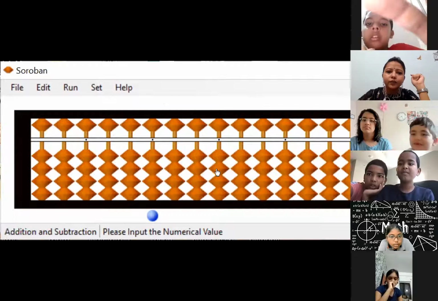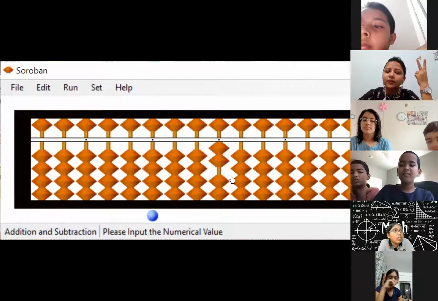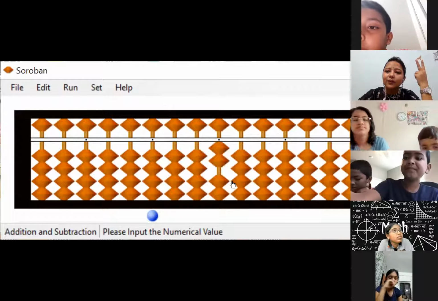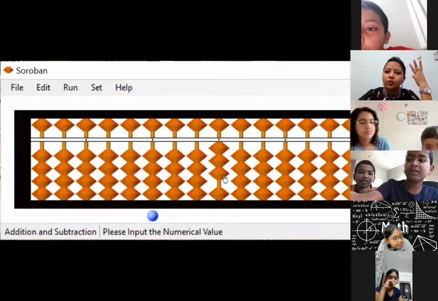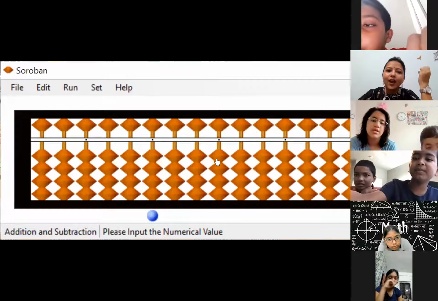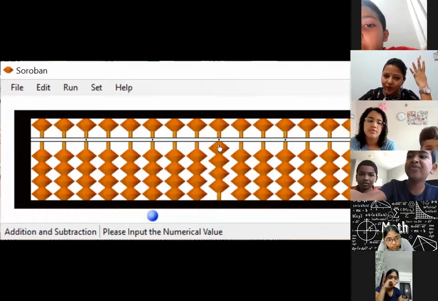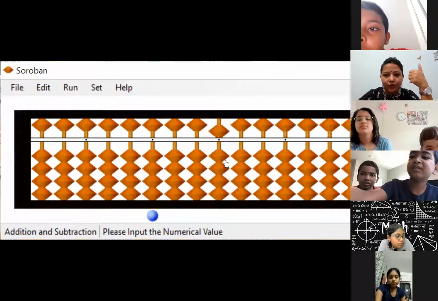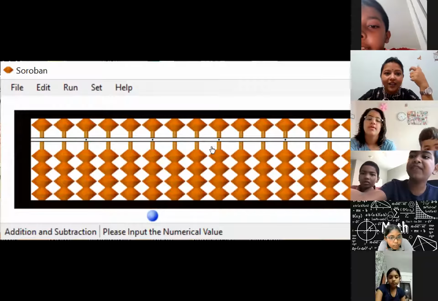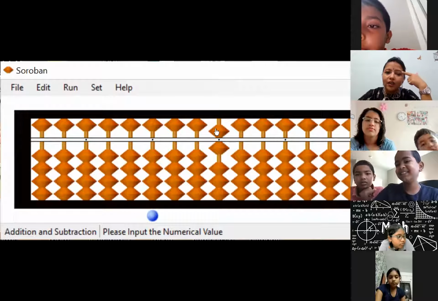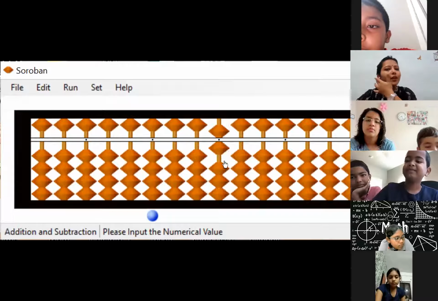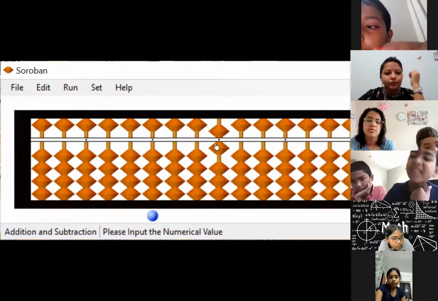Now what is this? 1. Now 2. Now 3. Now 4. Now 5. Now 5 and 1 is 6. One bead from the upper side, one bead from the lower side.